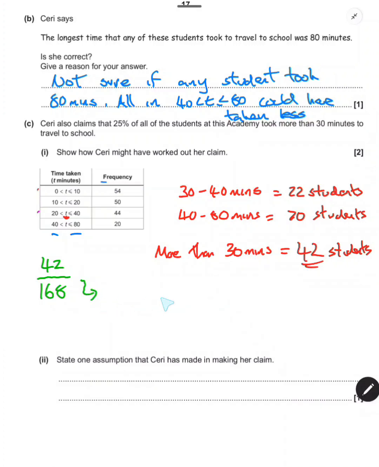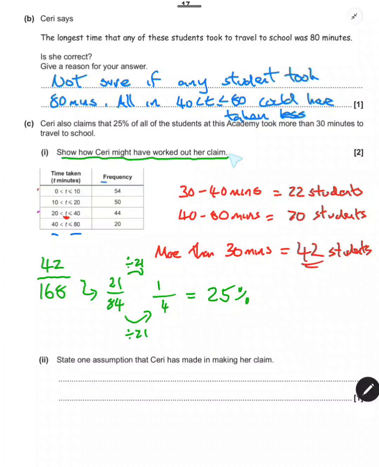Let's convert this to a percentage. 42 over 168 is 21 over 84. I can see here 21 times 4 is 84. So this actually looks like a quarter, and a quarter is 25%. That there is how she has worked out her claim.